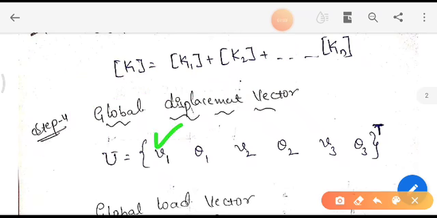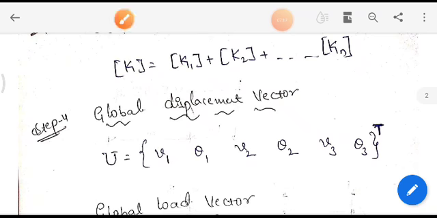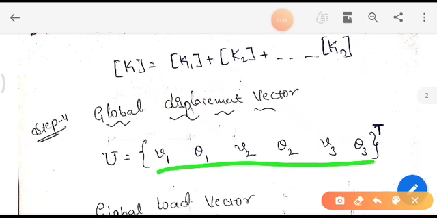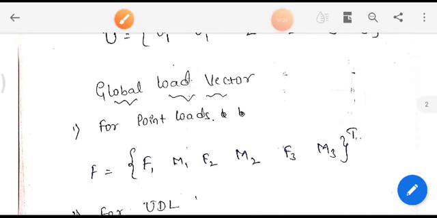This is the vertical displacement, this is the angular displacement at node 1. Vertical displacement, angular displacement at node 2. Vertical displacement, angular displacement at node 3. We have written transpose because it is a vertical matrix, and we have written it in the horizontal manner, so we have taken it as transpose. Now we need to determine the global load vector.